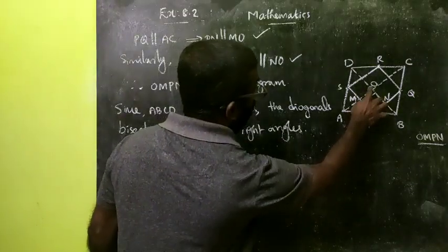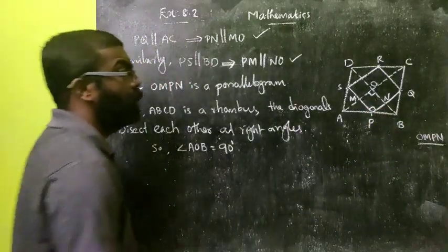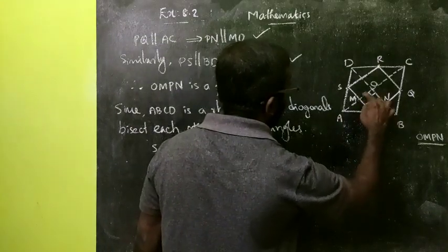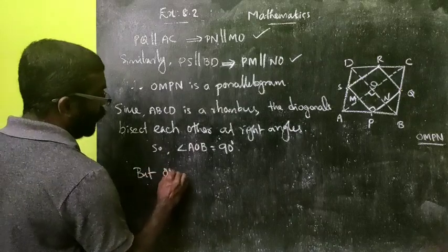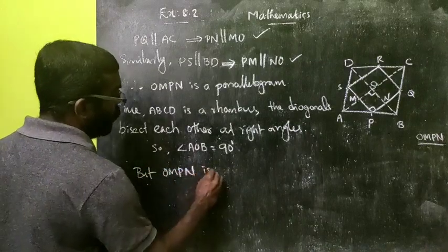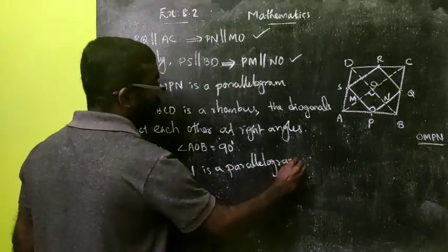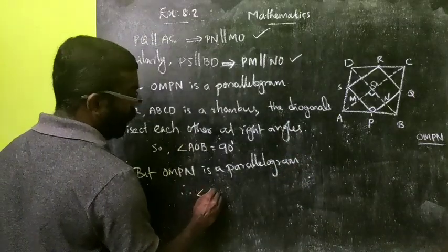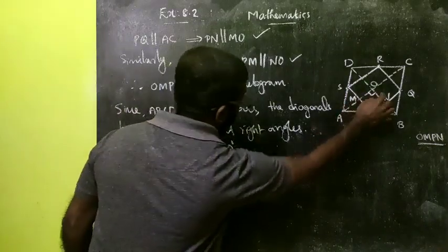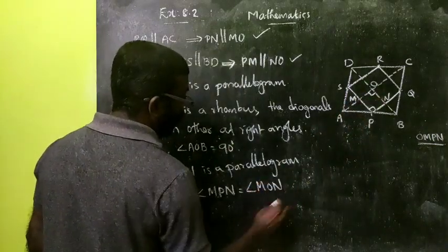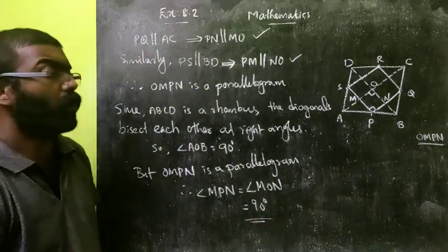And since OMPN is a parallelogram, the opposite angles of a parallelogram are of equal measure. So angle MPN equal to angle MON, each 90 degree. Therefore, angle MPN is equal to angle MON, which gives 90 degree. Opposite angles of a parallelogram are of equal measure.